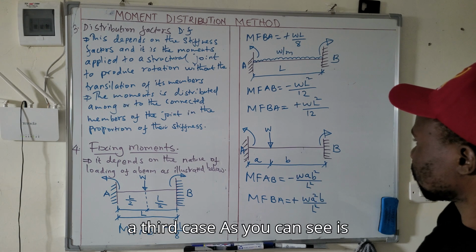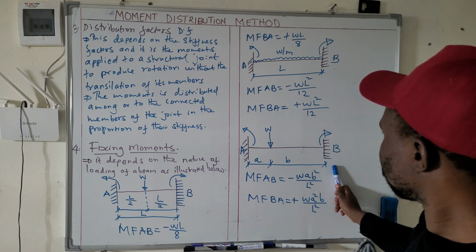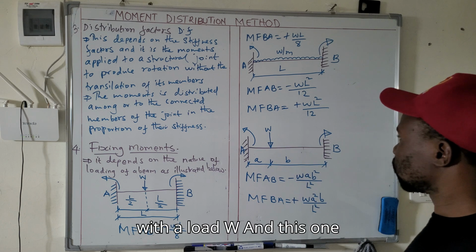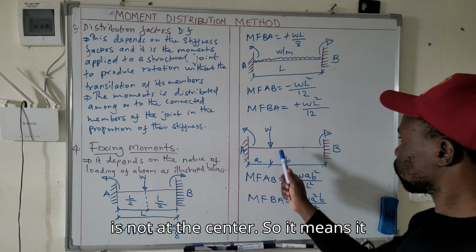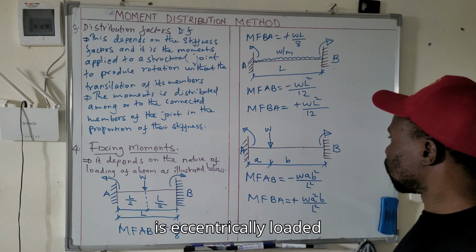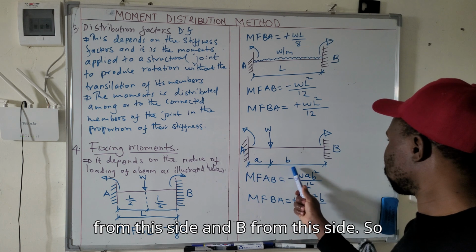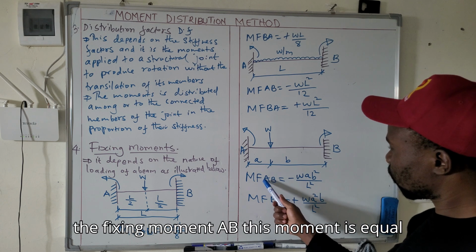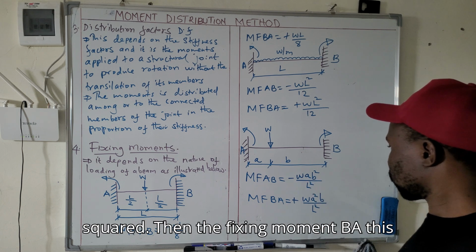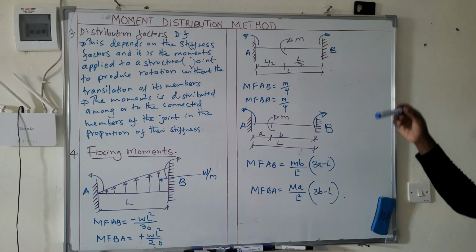A third case is again a 2 support beam fixed at both ends, loaded with a load W, and this one is not at the center. So it means it is an eccentrically loaded beam. It is loaded at distance A from this side and B from this side. The fixing moment AB is equal to minus W A B squared over L squared. And then the fixing moment BA has the formula shown here.